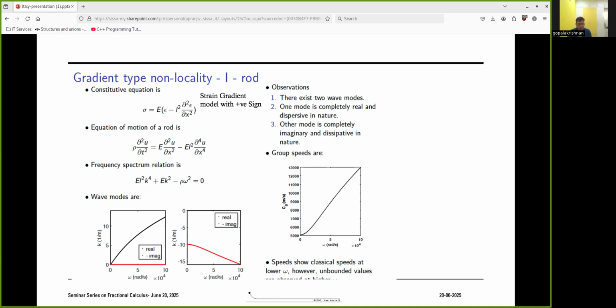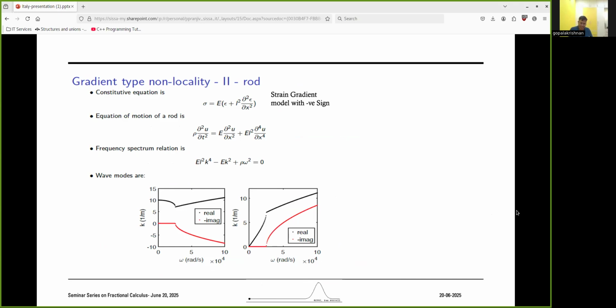So here we use a spectral analysis and get the wave number. If you look at it, the first mode is completely real, it is propagating, and the second mode is completely damping, that is imaginary. The group speed is very good at low frequency but goes to an exorbitantly high, unbounded speed. Again, this is unphysical. You cannot have a waveguide having 13,000 meters per second as a speed, which is very, very high. So this is one of the problems of this model, and this is unphysical.